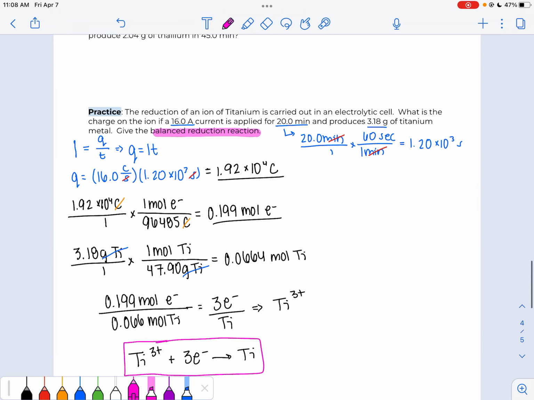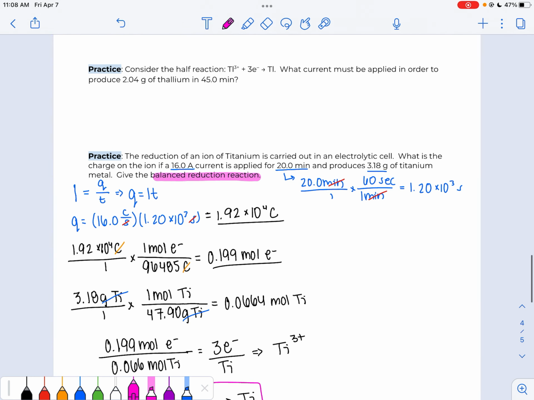Okay, so try out this practice problem up here as well, and then I gave you a page of practice problems to get through all the stuff we've learned about electrochemistry so far.